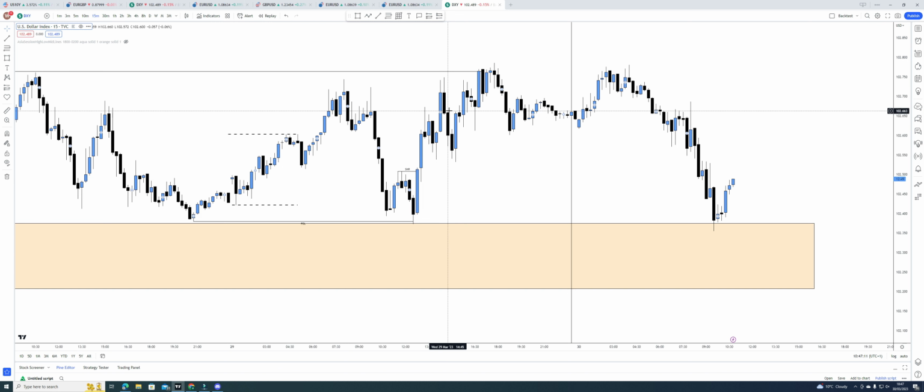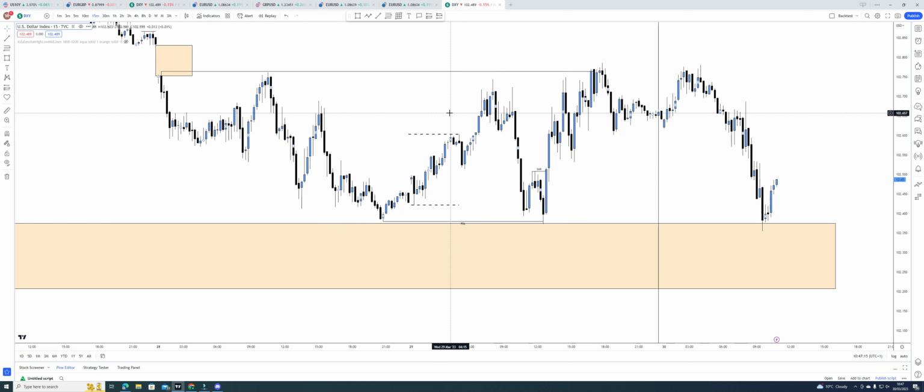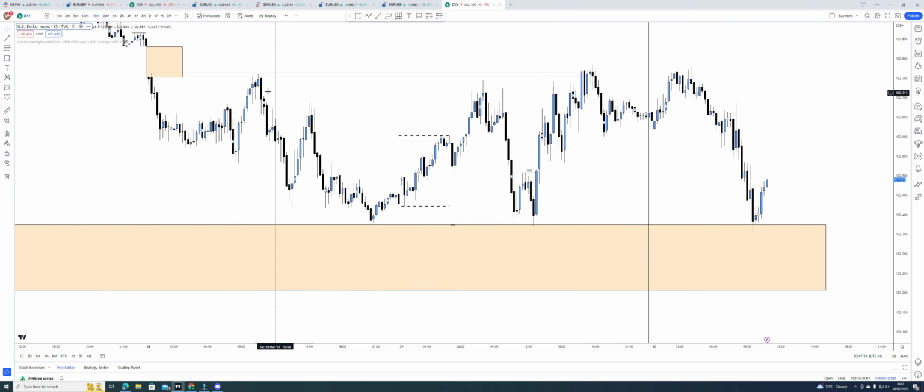So all I had to do then was wait for some kind of retracement entry to get in line with my drawn liquidity, being these relatively equal highs, previous day's high, and also this volume imbalance.